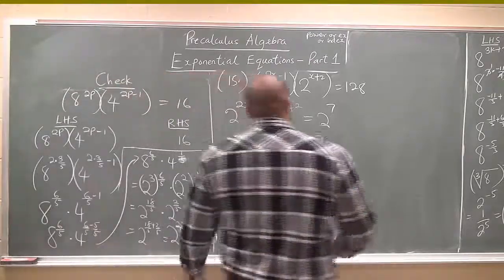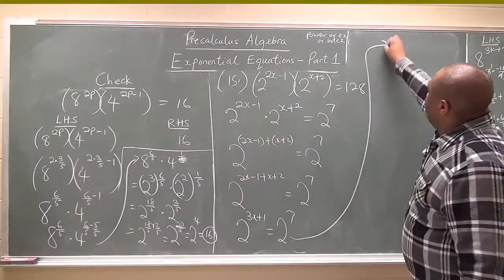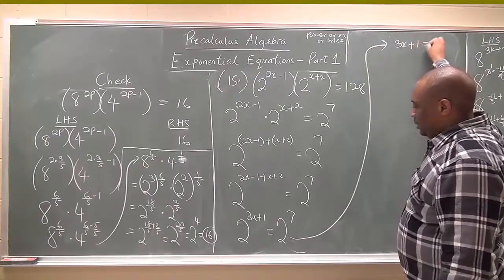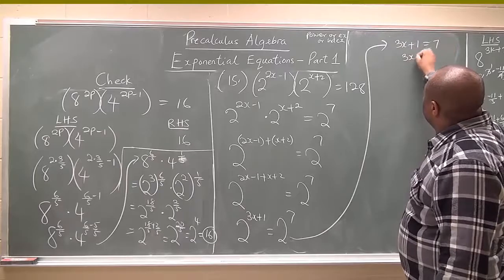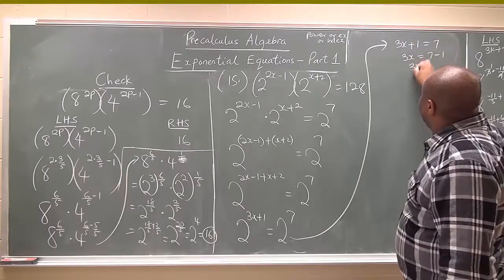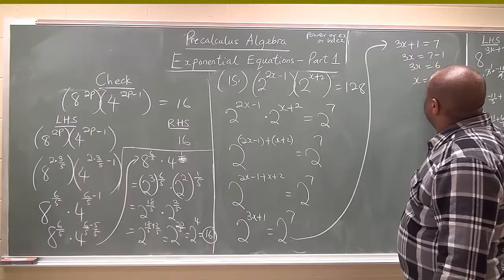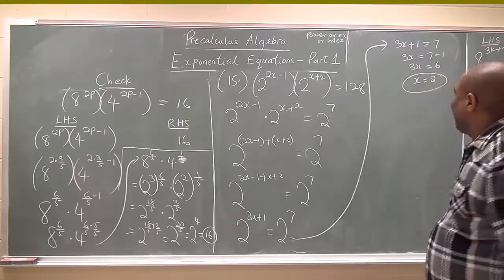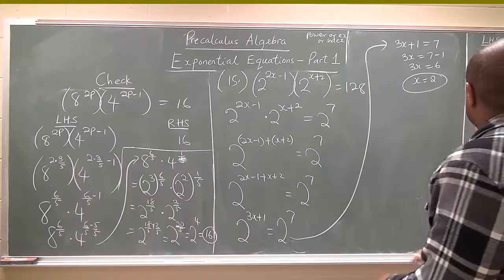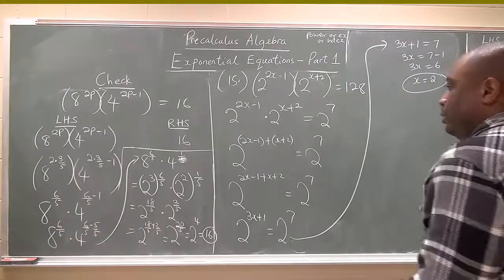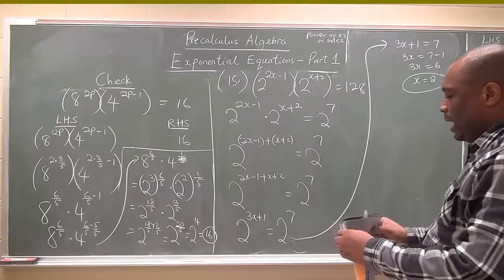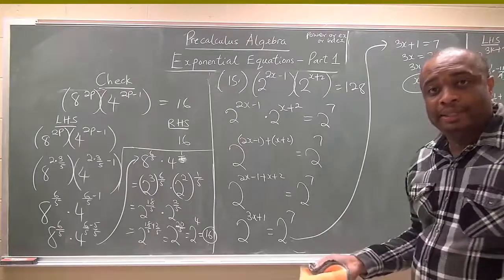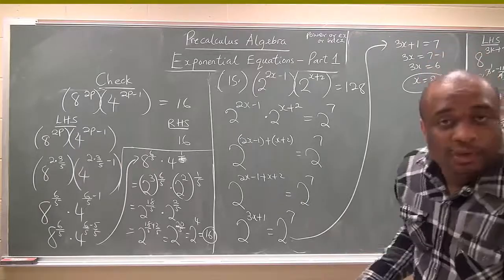So I can now equate my exponents: 3x plus 1 is equal to 7, 3x is equal to 7 minus 1. 3x is 6, and x is 2. X is 2. Alright. Do we stop here? No. Do we know whether our answer is right? No. Do we know whether we are correct? No. Until we do what?